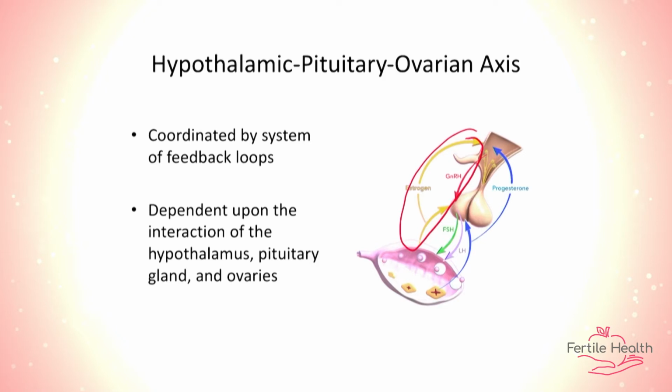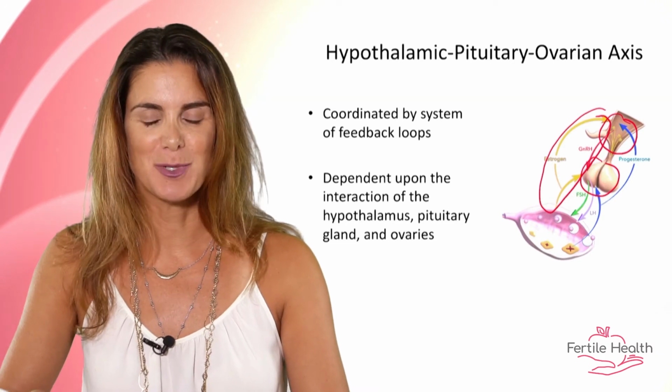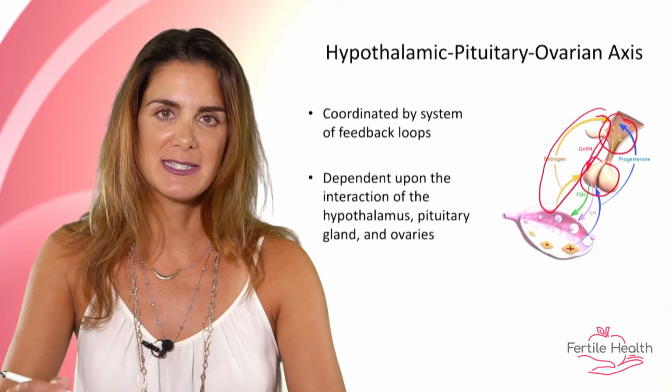The HPO axis working properly is dependent upon the interaction of a properly functioning hypothalamus, again that's depicted by these stars, pituitary gland, and ovaries. So if any of these don't work, the HPO axis won't work properly. And this is important to know when we start to discuss medications, particularly the oral medications for fertility, that rely on this system to work.